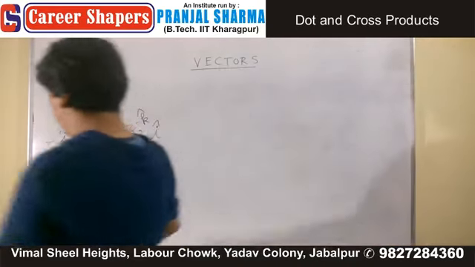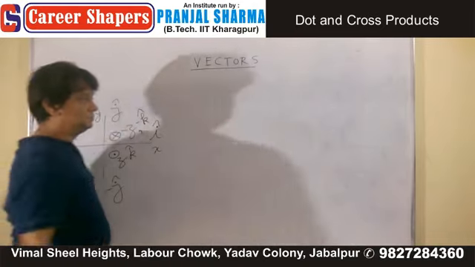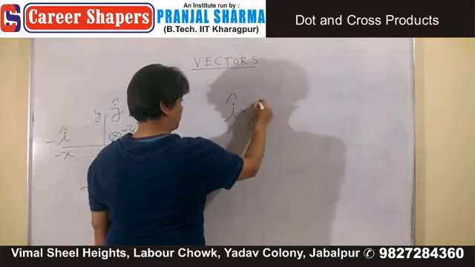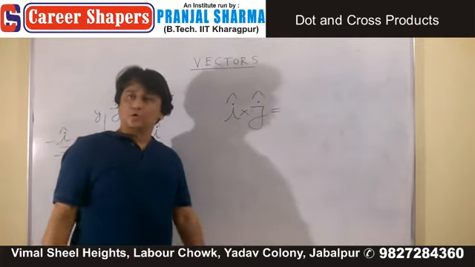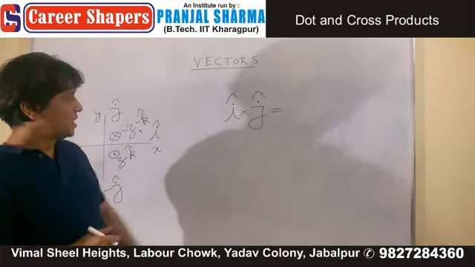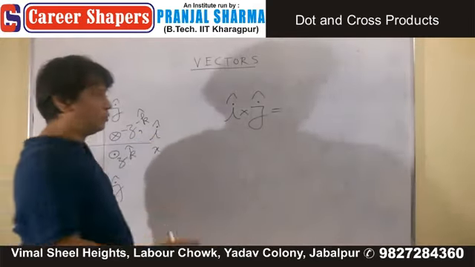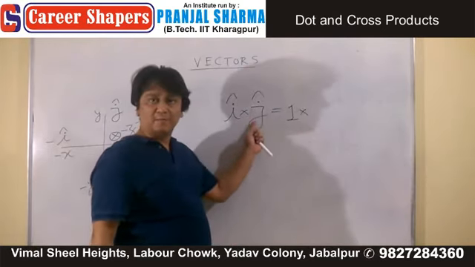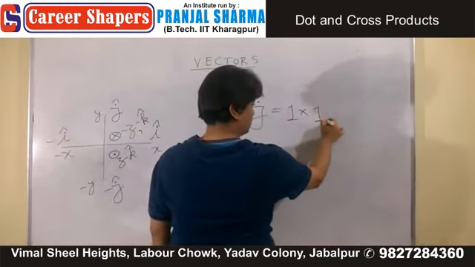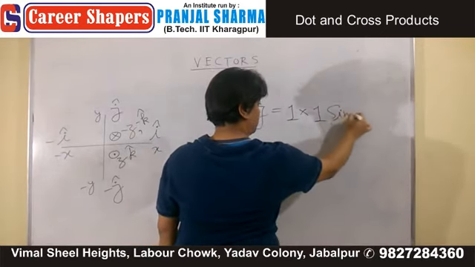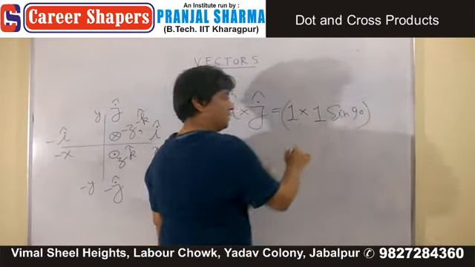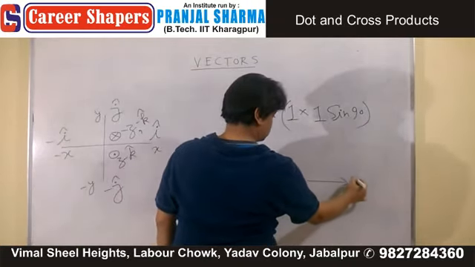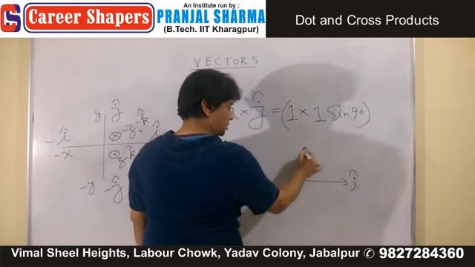Again, something you must be knowing already. Somebody came and asked us what is the value of I cross j. What we have learned so far, if we need I cross j, we'll write magnitude of first vector multiplied by magnitude of second vector multiplied by sine of that angle, sine 90. This is your I, this is your j.